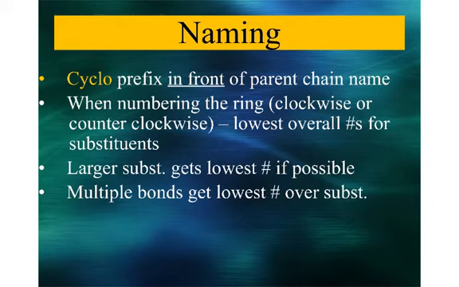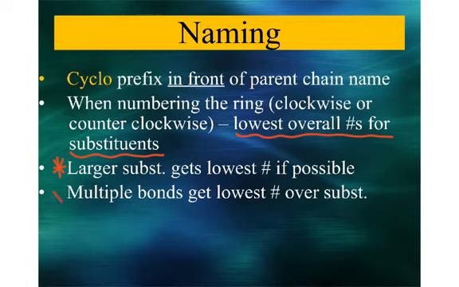When we're numbering the ring, we can go clockwise or counterclockwise, but our goal here is lowest overall numbers for substituents, just like it is when we do a straight chain. Because there's no number 1 location, we're going to put our number 1 where there's a substituent. And typically, we're going to try to give larger substituents a lower number if possible. We can do this more often with rings than with straight lines, although that rule does apply to a straight line as well, but we're going to see this more with rings.